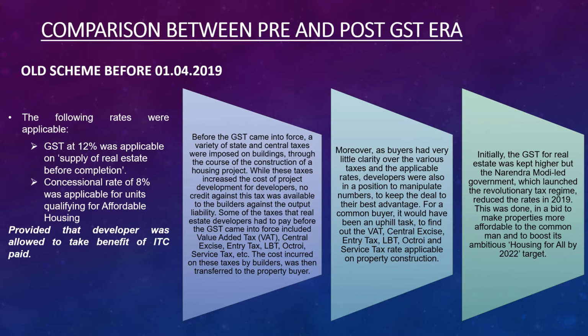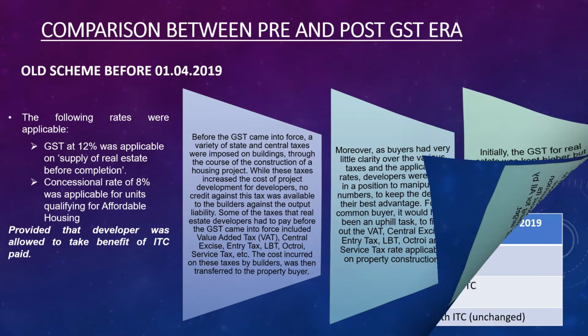So, moreover, as buyers had very little clarity over various taxes and also the applicability rates, developers were in a position to manipulate numbers and they kept the deal to the best advantages. And initially, GST for real estate was kept higher, but the Narendra Modi-led government, which launched the revolutionary tax regime, reduced the rates in 2019. This was obviously done in a bid to make properties more affordable to the common man and also boost its ambitious housing for all by 2022 target.